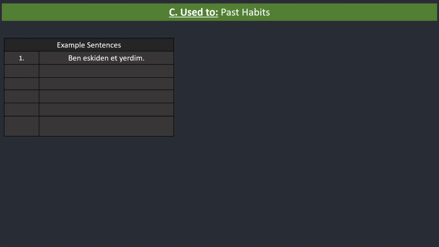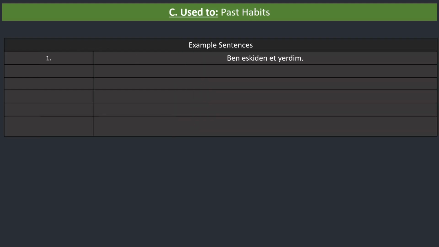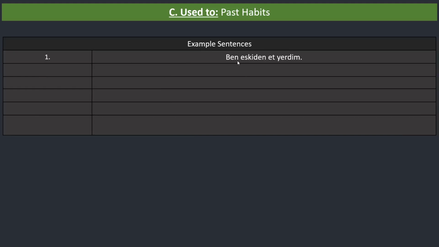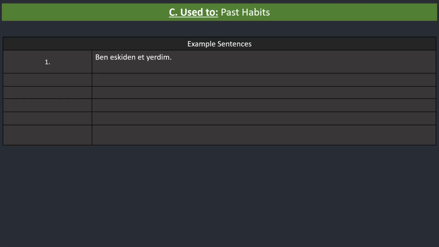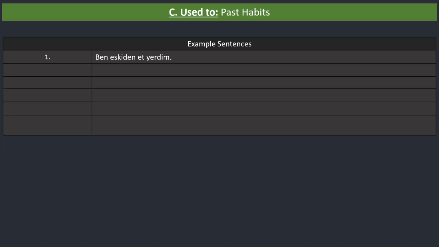Ben eskiden et yerdim. The eskiden here is also an important and useful adverb. It puts the sentence in the past meaning. In the past, I used to eat meat. I should write it here. Eskiden Türkçe çalışırdım. Güzel. Ben eskiden Türkçe çalışırdım.